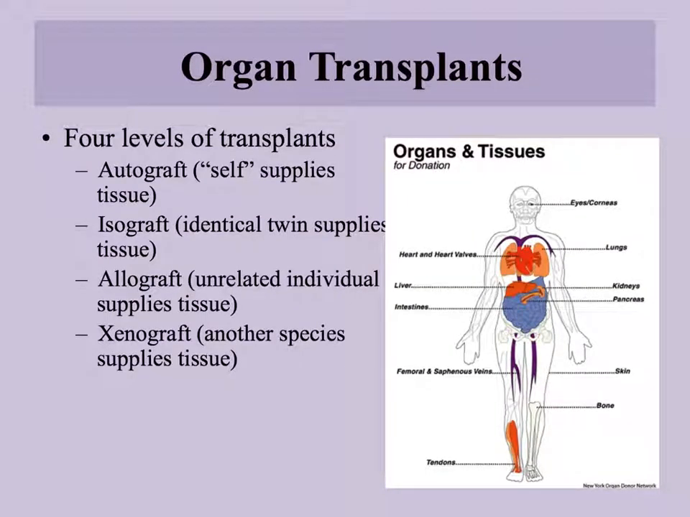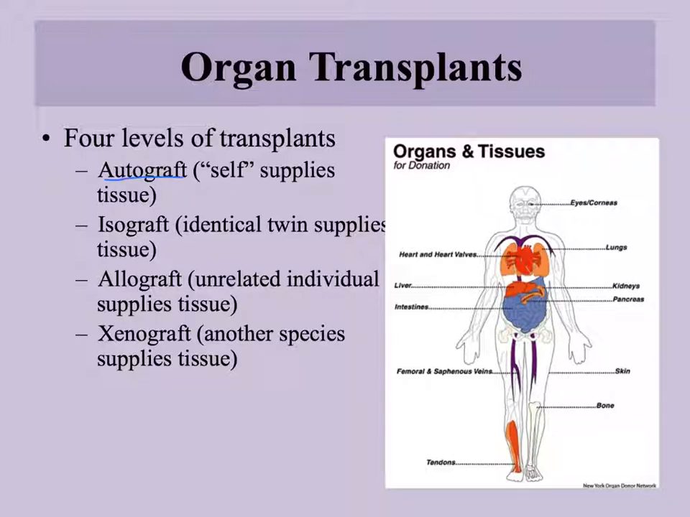First, let's talk about organ transplants, which is not exactly a disorder, but there can be repercussions. There are 4 ways that you can have tissue transplanted, or 4 different levels of tissue transplanting. The first one is when you provide tissue for yourself. That's known as an autograft.